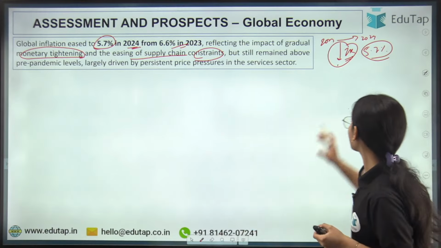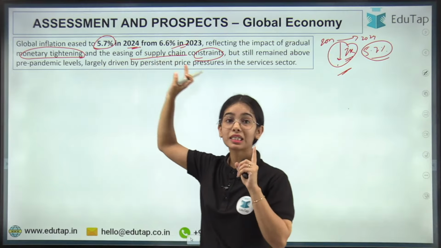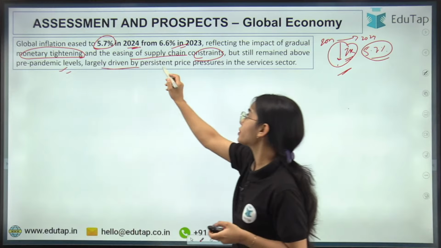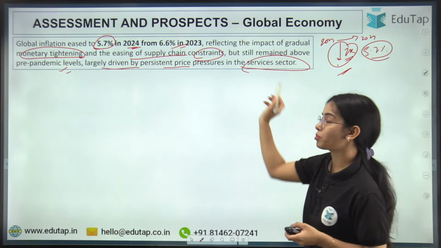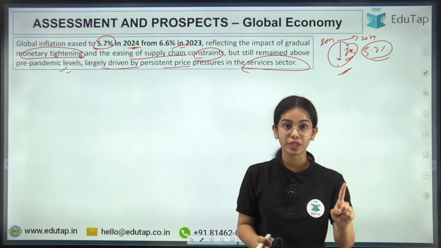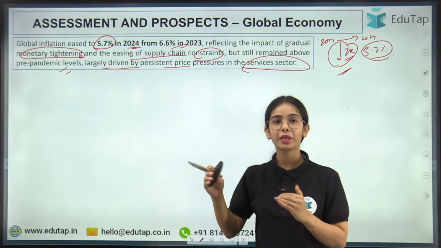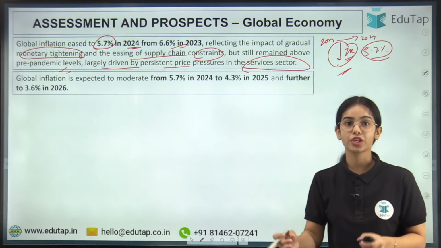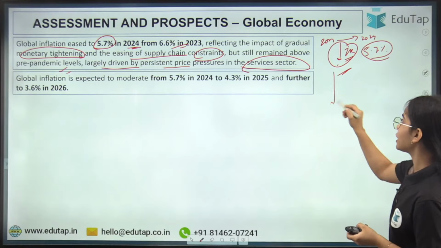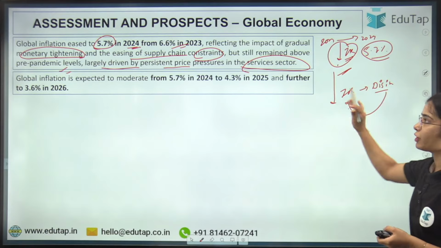So here you can see that the inflation rate started to decrease from 6.6% to 5.7%, but it is still above the pre-pandemic levels, largely driven by persistent price pressure coming from the service sector. So the inflation rate has decreased from 2023 to 2024, but the inflation rate at 5.7% is still higher than the pre-pandemic level. That is a problematic situation, and that's why disinflation is required. That's why we want a further decrease in the inflation rate. Disinflation means a decrease in the inflation rate.